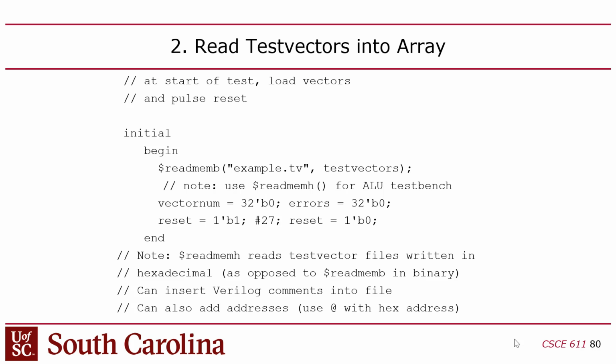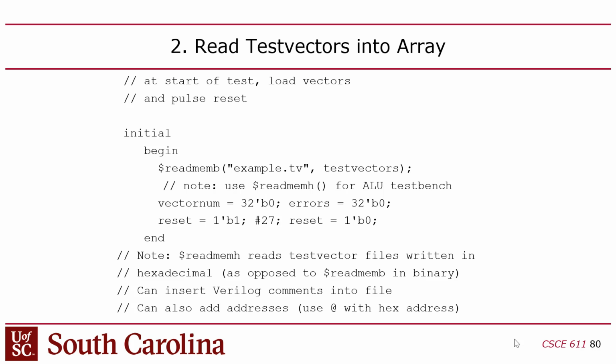with the data in example.tv. That's the file with the test vectors. And notice it's readmemb, which is for binary. There's also readmemh for if you want to put hex in there. So this is going to initialize the RAM. This is also how we're going to initialize your program memory in your CPU design.